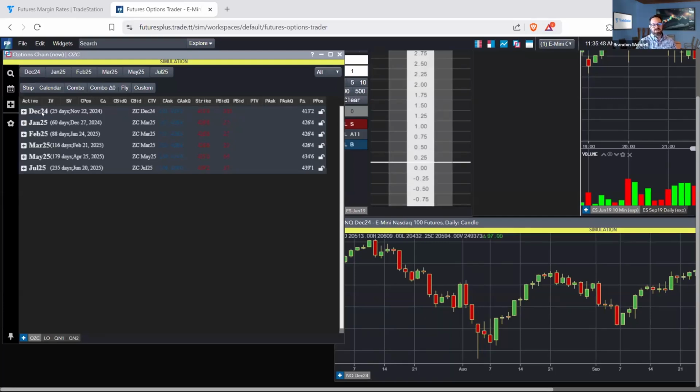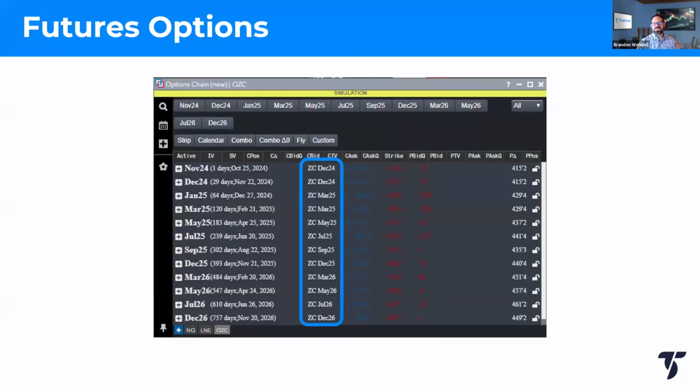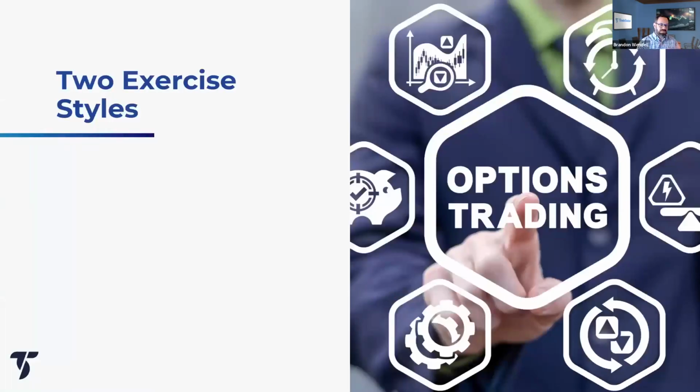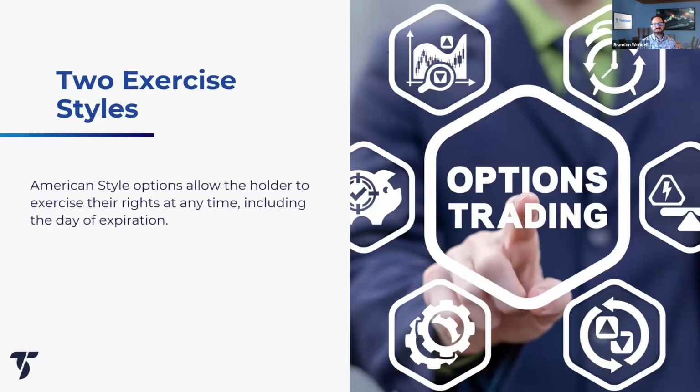And just keep in mind, you've got expirations of options, you got expirations of contracts. That's a little bit different than what we have when it comes to equities. So I kind of mentioned this already. There's 2 different styles of exercise when it comes to options.